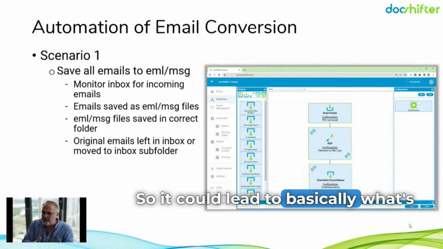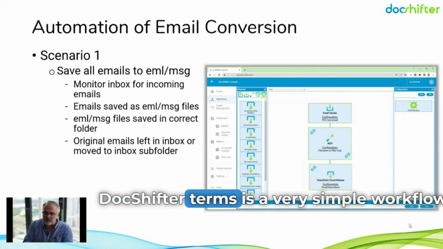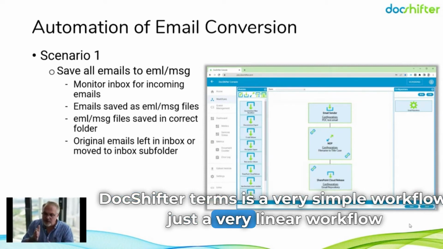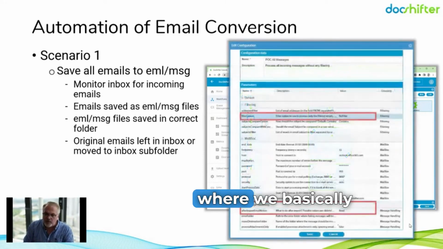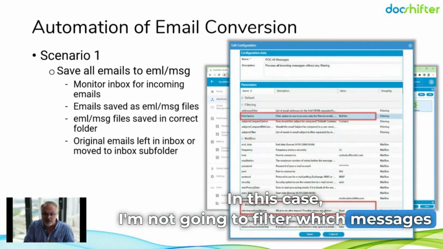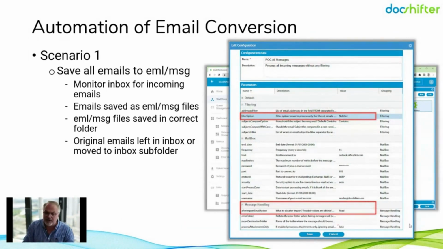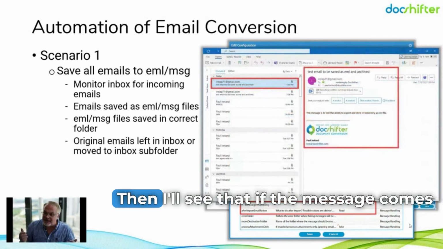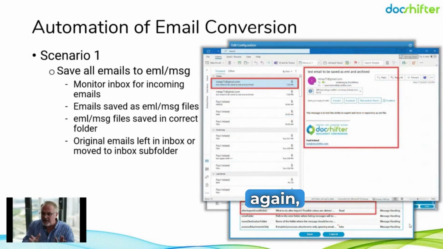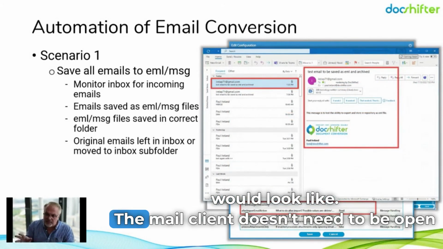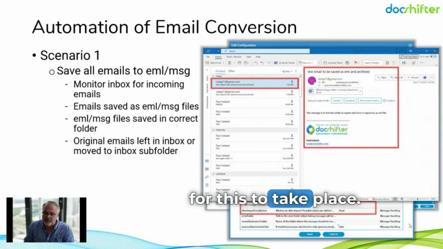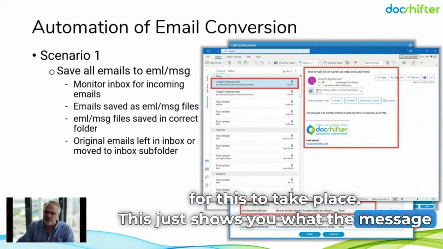So it could lead to basically what's in DocShifter terms a very simple workflow, just a very linear workflow where we basically set some filtering. In this case, I'm not going to filter which messages should be processed. I want to process everything coming into the inbox. Then I'll see that if the message comes in, again, I'm just showing you what the message would look like. The mail client doesn't need to be open for this to take place. This just shows you what the message would look like.